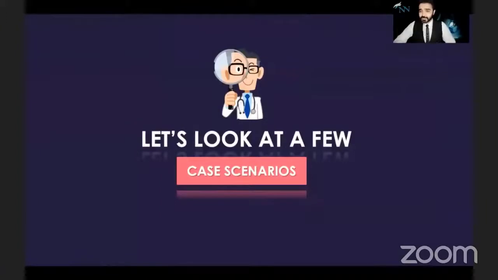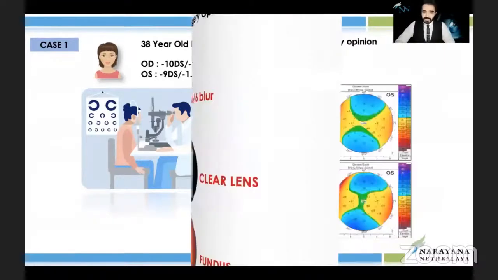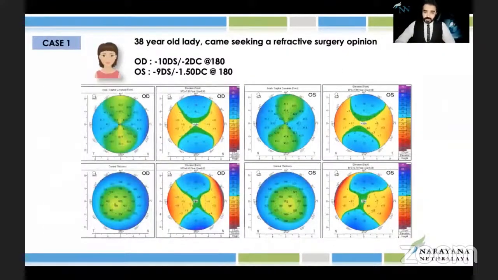So let's look at a few cases. Here's the first case, where we have a 30-year-old lady coming for refractive surgery who has -10 and -2 cylinder in the right eye and -9 and -1.5 cylinder in the left eye, with 6/6 best corrected vision. The patient has a clear lens and the fundus is all within normal limits. This is how the topo looked.